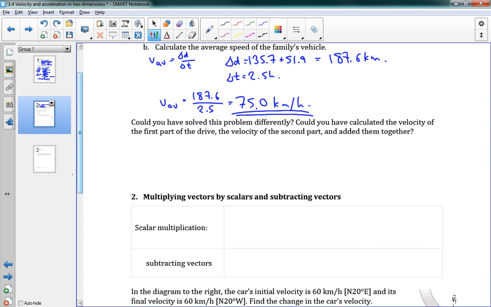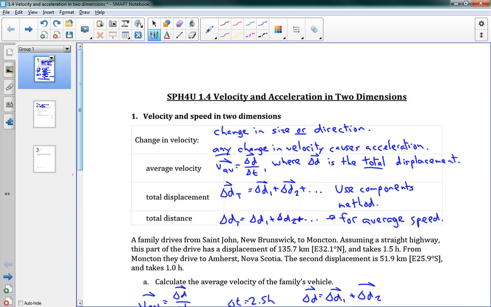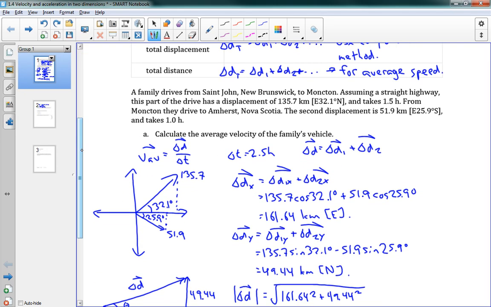Okay, so the last piece here says, could you have solved this problem differently? Could you have calculated the velocity of the first part of the drive, the velocity of the second part, and added them together? Well, let's just look at the problem again. The first part of the journey took 1.5 hours long. The second part took 1 hour. So if we just found the average velocity for this part, the average velocity for this part, and averaged those two together, we would get a different result.